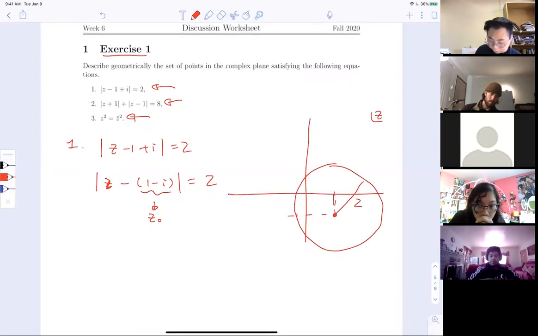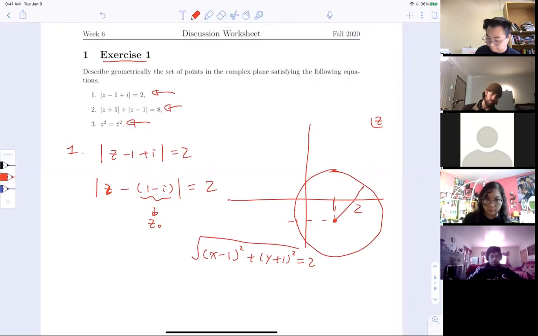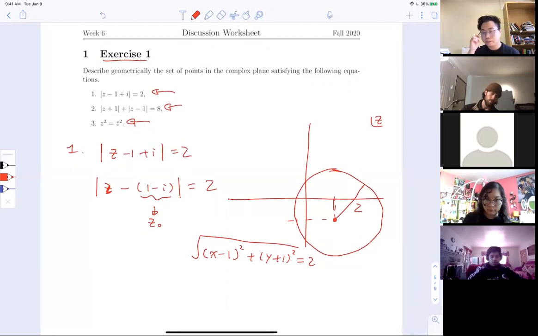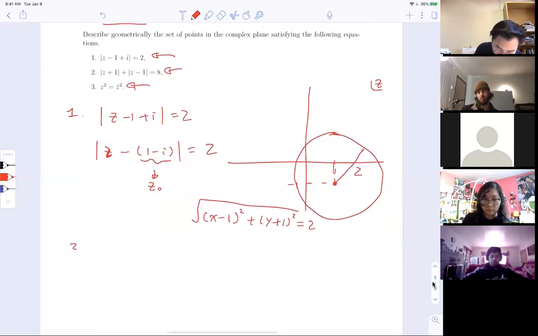We can write down the expression for this circle, which is (x minus 1) squared plus (y plus 1) squared equals 2 squared, or the square root of this expression equals 2. Any question about this one? I guess this one is simple. Let's look at the second one.